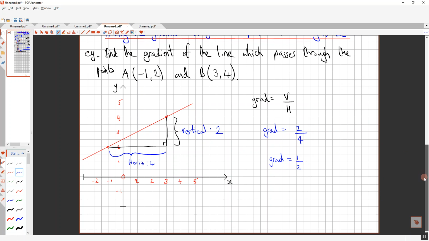Okay, so the question remains, if I didn't draw the diagram, how would I figure out what the gradient is? How could I just use these numbers to figure out what the gradient is? So let's label our coordinates here. Which one comes first? Our x coordinate, so let's call it x1, and we'll call this one y1. We're calling it x1, y1 because we've got 2 sets. And we'll call this one x2, and this one y2.